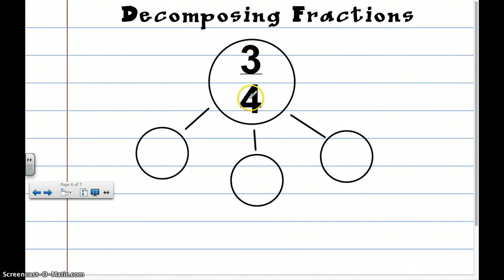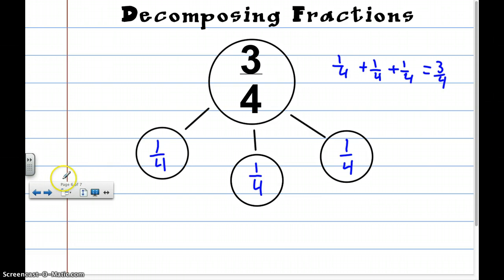All right, let's talk about decomposing fractions. If we go back to our definition of decomposing, that means breaking apart. Okay, so I'm going to take 3/4 and I'm going to decompose it into 3 fractions. So 3/4 is made up of 1/4 plus 1/4 plus 1/4. If I add all of those pieces together, that is going to give me 3/4. That's how you can break down 3/4.